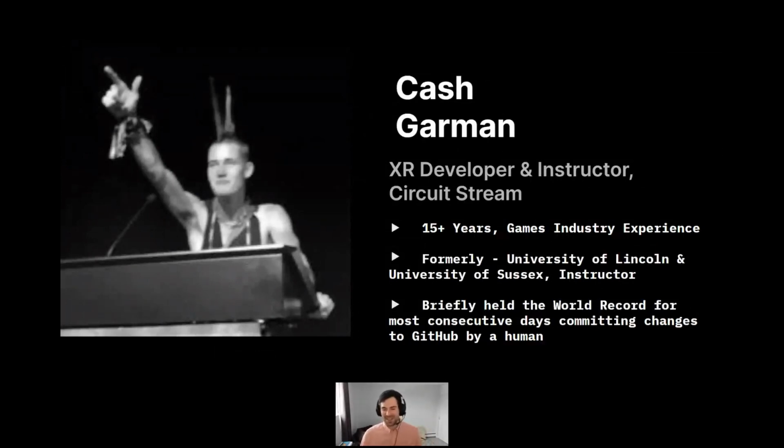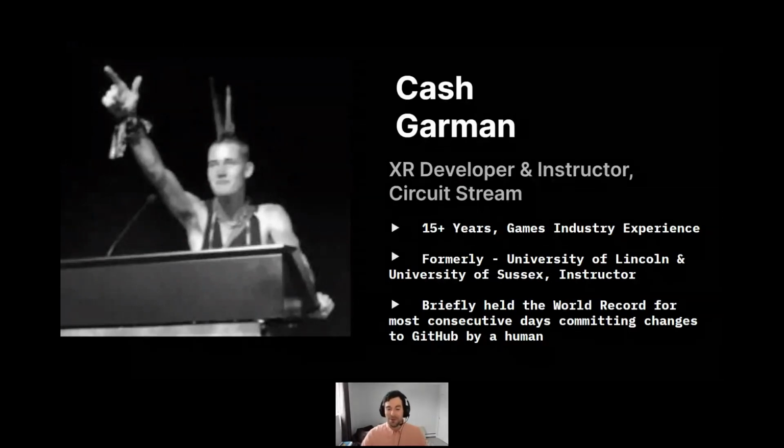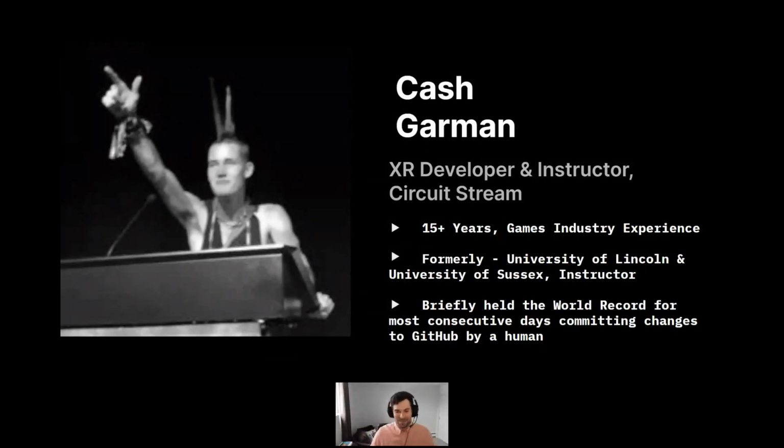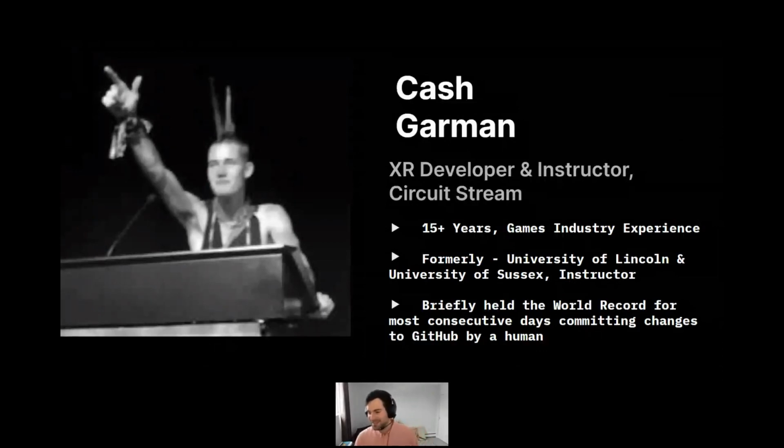And an interesting icebreaker fact about Cash, he briefly held the world record for most consecutive days committing changes to GitHub by a human. I think it was about 600 days of committing to GitHub that Cash was holding. There were robots ahead of him who had thousands of days of committing, but a very cool fact by Cash, and I'm sure he'd love to talk to that a little bit more later on.